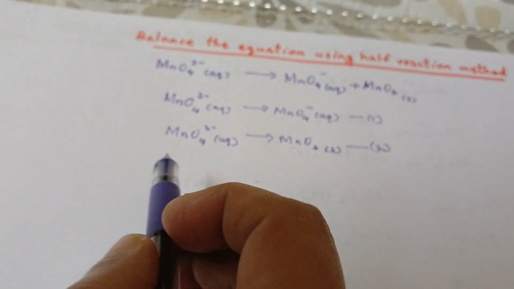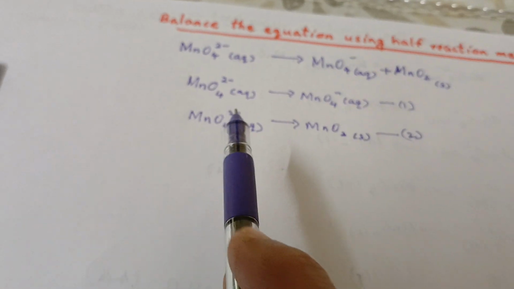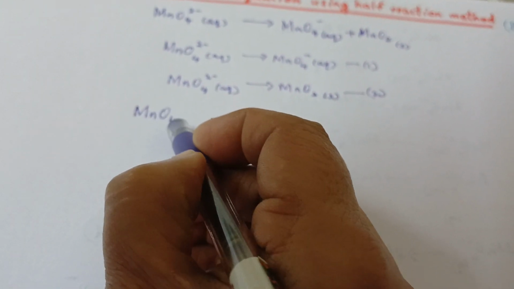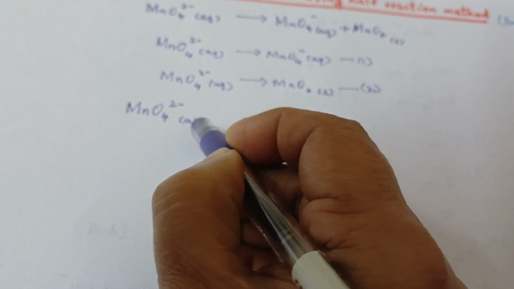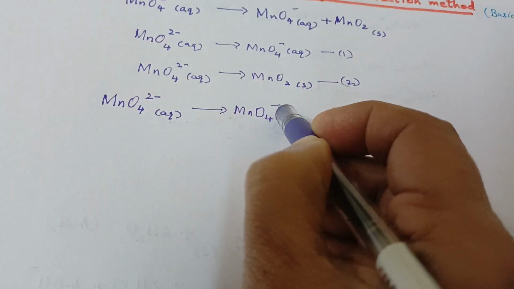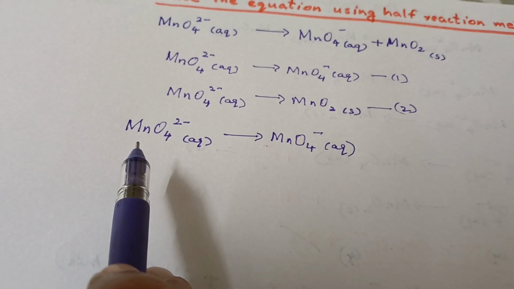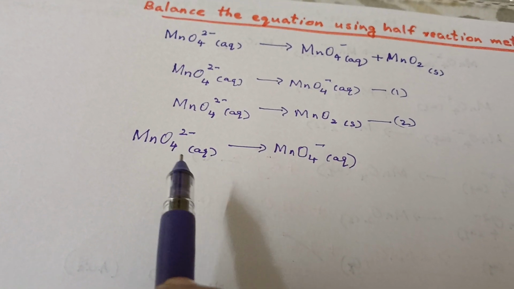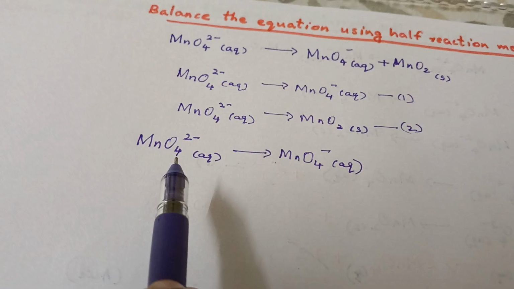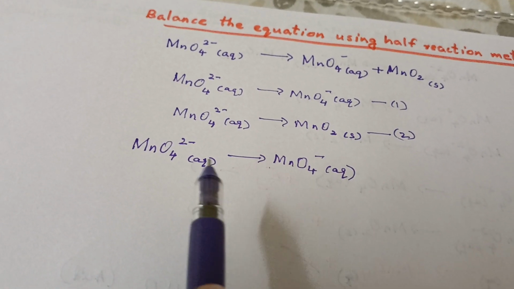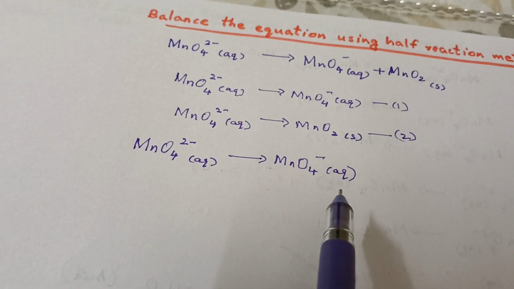Now in the first reaction, let us write it again: MnO4 2- aqueous giving MnO4- aqueous. One manganese on the left hand side and one on the right hand side. What about the oxygens? 4 oxygen atoms on the left hand side and 4 on the right hand side. So atoms are all balanced.